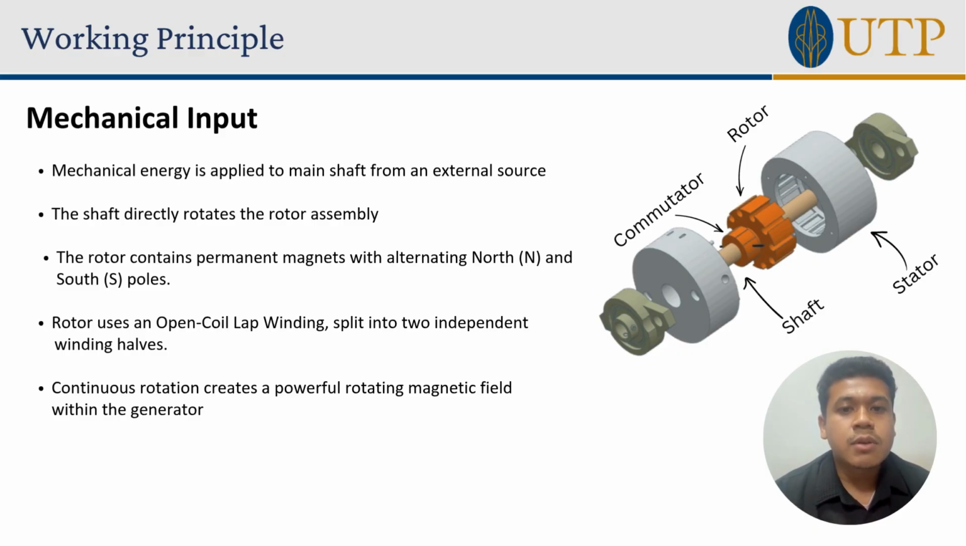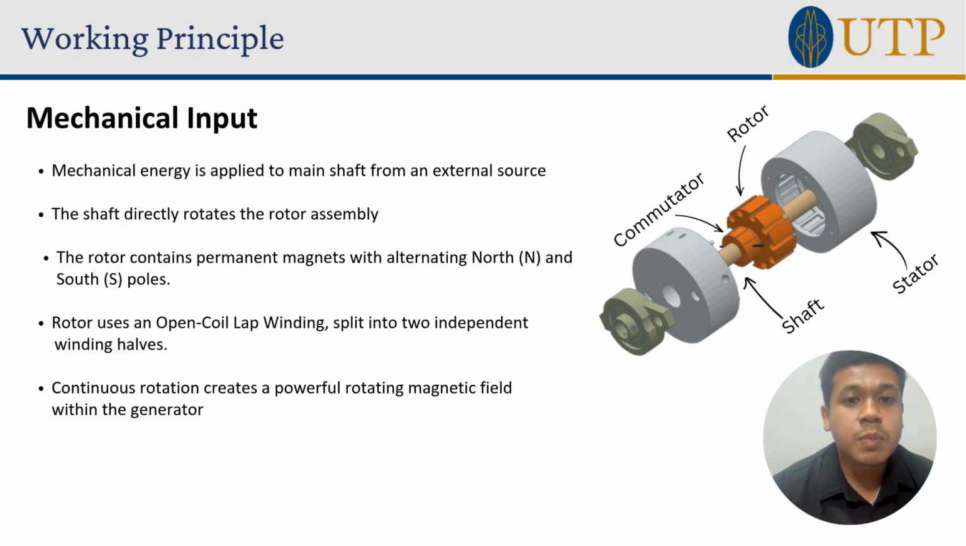One of the unique features of our design is that the rotor winding is divided into two completely independent halves, forming an open coil lap winding configuration. It is called lap winding because each coil is connected to the adjacent commutator segment rather than jumping across the rotor as in the wave winding. It is also called open coil design because the two winding halves are not connected together, unlike the conventional closed loop winding. This design simplifies the internal wiring, reduces the unwanted circulating current, and makes maintenance and troubleshooting much easier.